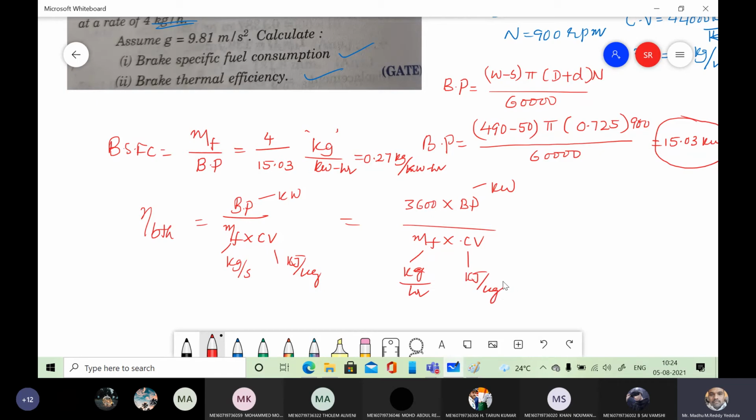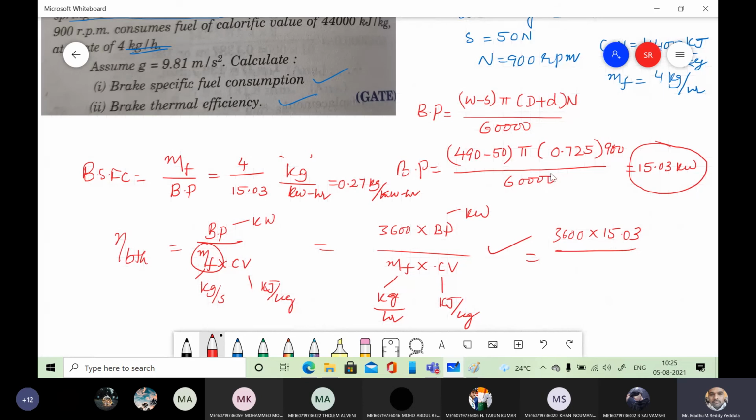Now which formula will work for us? The second one only. Even the first formula can be used, provided you convert mass of fuel into kg per second. So 3600 into 15.03 divided by mass of fuel, given as 4 kg per hour, into calorific value 44,000, given. It's complete.